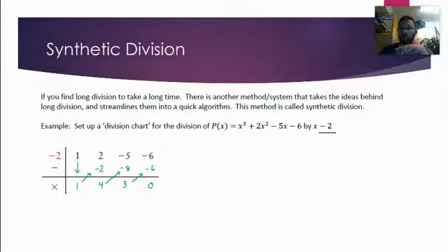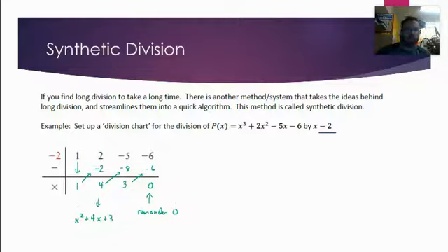Now, what these numbers on the bottom mean is that they correspond to the coefficients of our quotient, x squared plus 4x plus 3. And the 0 is what we wanted. It shows you that you get remainder 0, because we already knew that x minus 2 is a factor. This is what was expected.